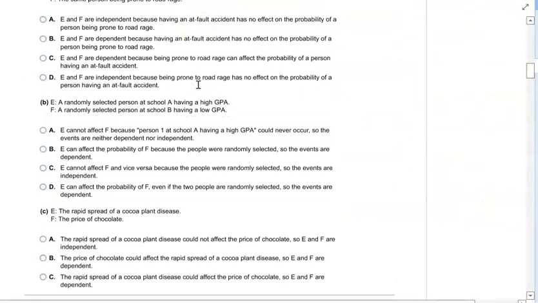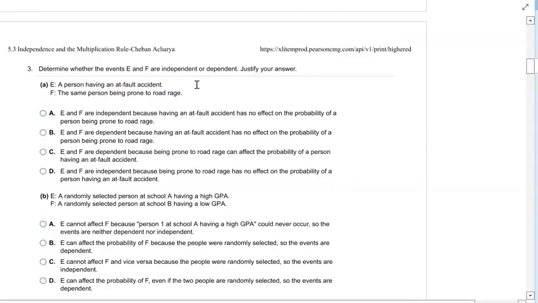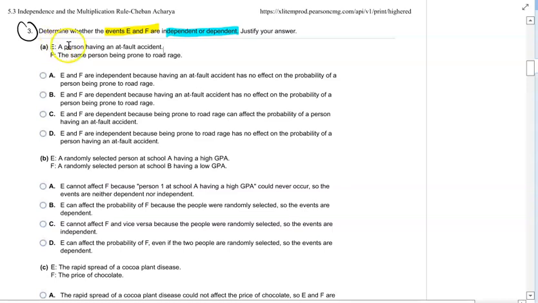Question number 3. There are 3 parts to the question. Determine if the events E and F are independent or dependent, and justify the answer. The first part: a person having an at fault accident is event E. F is the same person being prone to road rage.